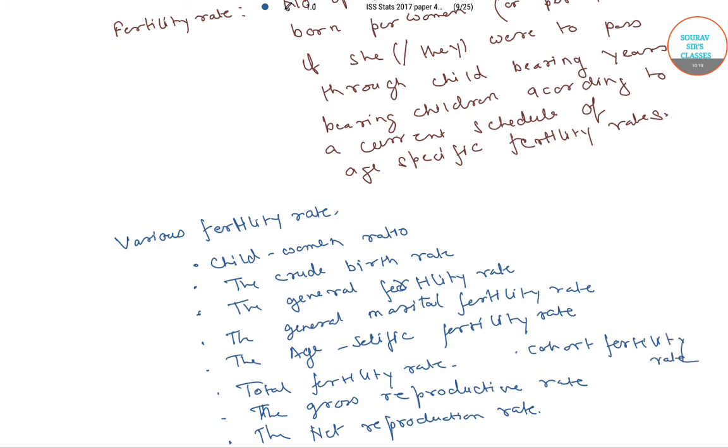So the different types of fertility rates commonly used are the child-woman ratio, then crude birth rate, then general fertility rate, then general marital fertility rate. After that it is the age-specific fertility rate. Next is the total fertility rate, next is the gross reproductive rate, net reproduction rate, and finally the cohort fertility rate. These are some of the fertility rates that are commonly used.